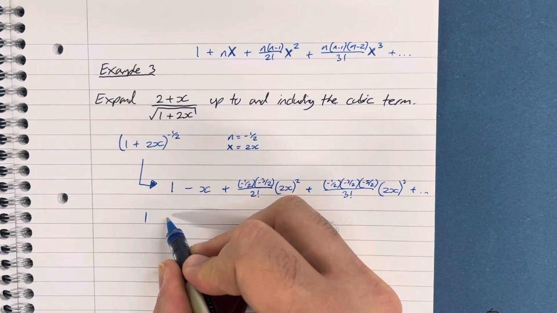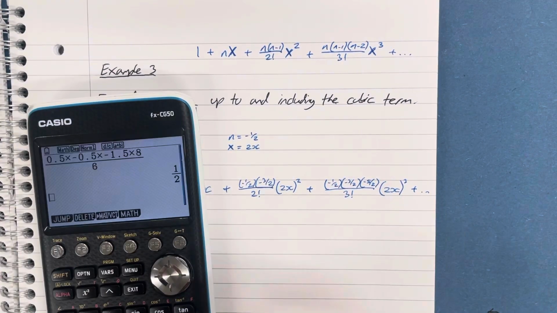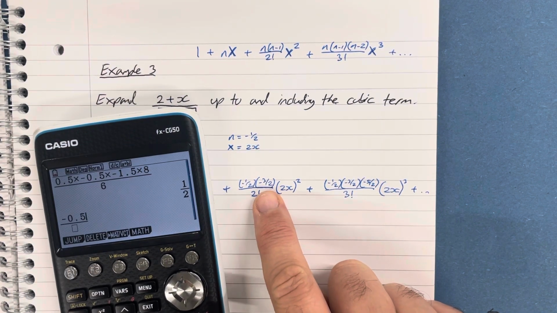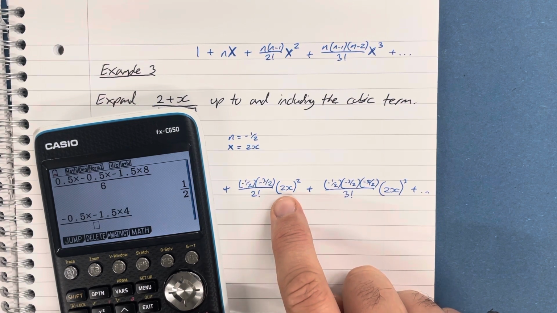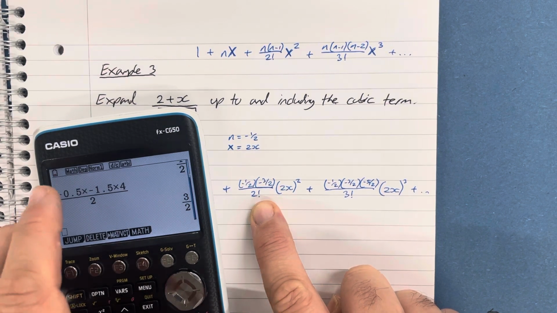Okay, so the first term is 1 minus an x. Again, I'm going to get my calculator out because it's easy to make a mistake on these. So minus a half times minus 1.5 times 4, because I get the 2 squared from inside the bracket there, and that's divided by the number 2, because that's what 2 factorial is. So I get 3 halves.